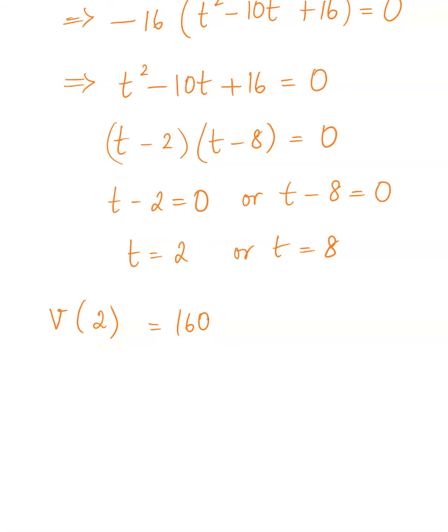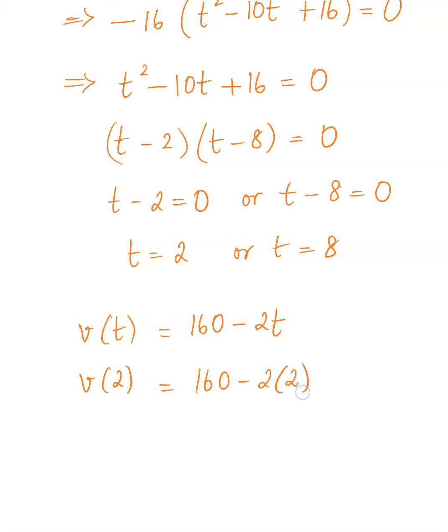Remember velocity, so let me put v of t first. We found this in part A, where we took the derivative of the s function and got 160 minus 32t. This is where I'm going to plug in for different t. So when t is 2, that is 160 minus 32 times 2. 160 minus 64, which is 96 feet per second.